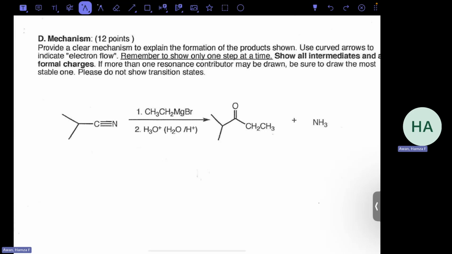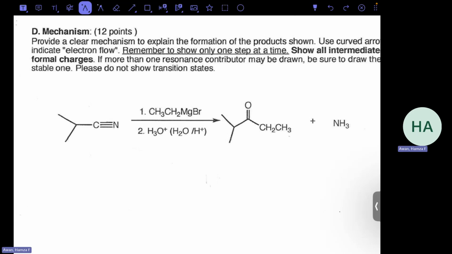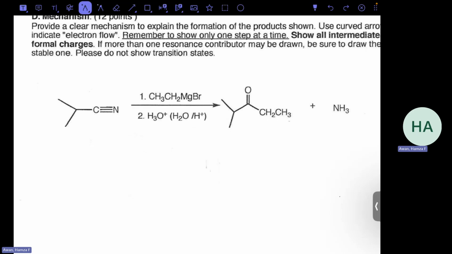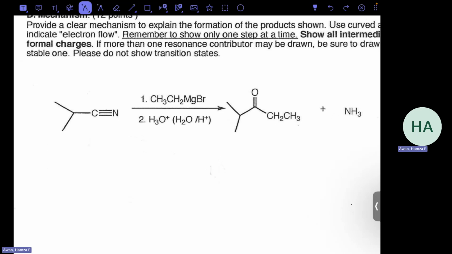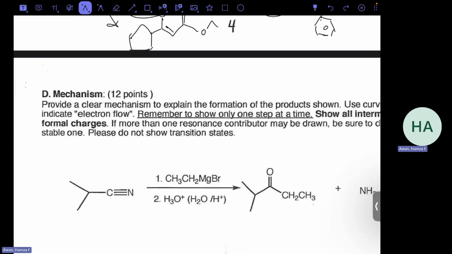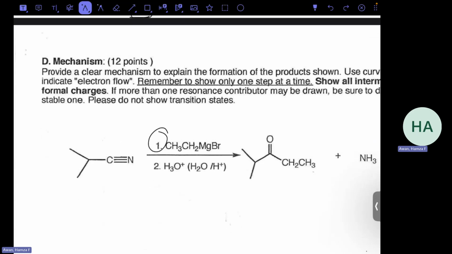So, mechanism. The mechanisms are quite long in this chapter, but they're pretty simple. They kind of just go with the flow, I guess you could say, right? All right, so the first step for this mechanism, we have a Grignard reagent with the cyanide.